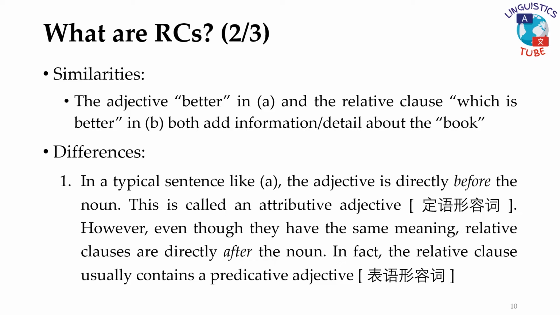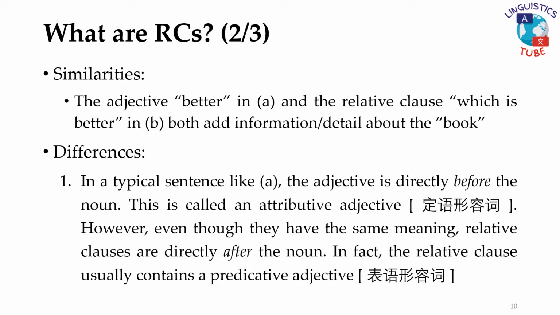However, regarding the differences, there are 2 important ones. Firstly, in a typical sentence like "we need a better book," the adjective is directly before the noun. We learned about this type of adjective in a previous video. It is arguably the most common position for adjectives, and it is called an attributive adjective.